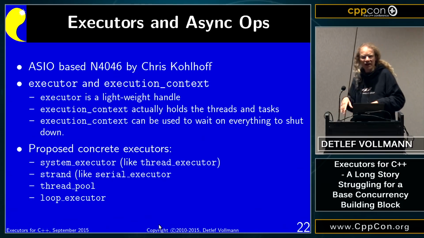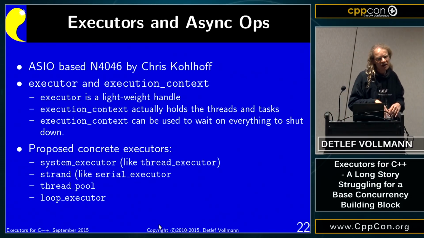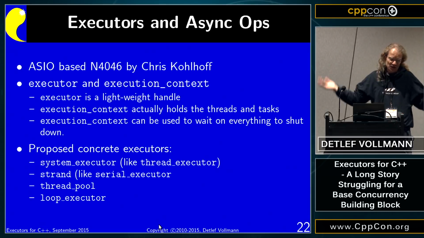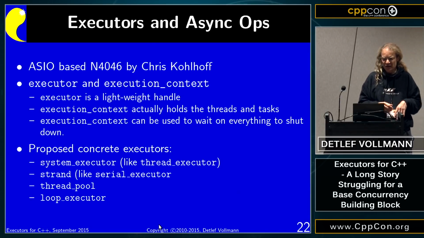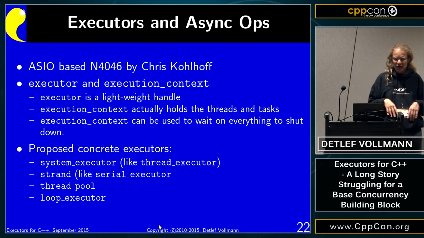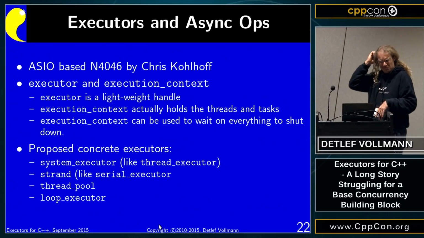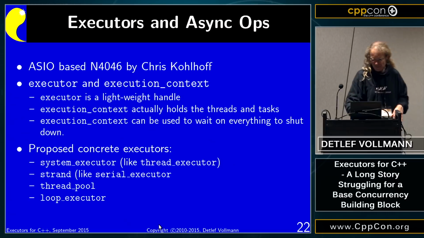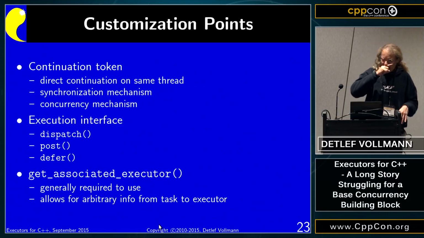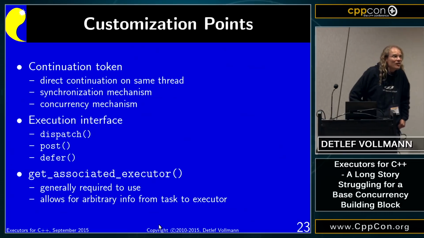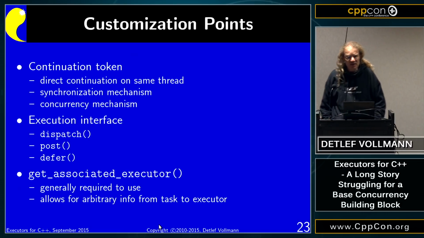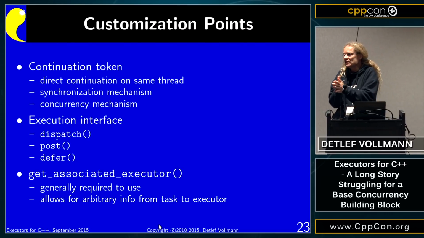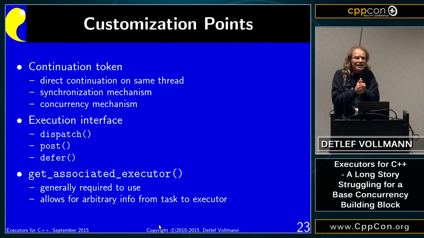And he proposed several concrete executors: the system executor, which just starts a new thread for each task, the strand, which is like the serial executor, a thread pool, of course, and the loop executor. I have to admit I don't remember what this one exactly is. Probably like the loop executor from the other proposal. And it had a number of customization points. And that's interesting. One of the customization points were the continuation tokens.